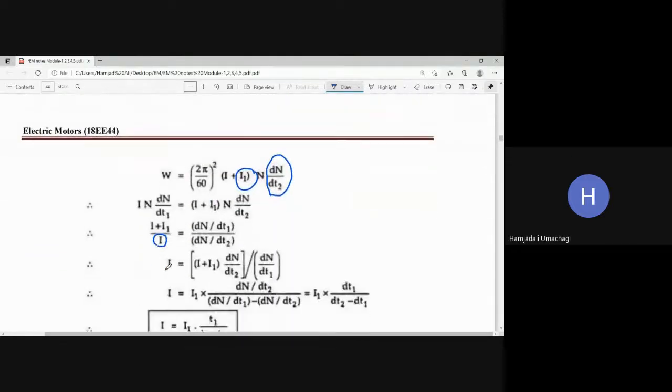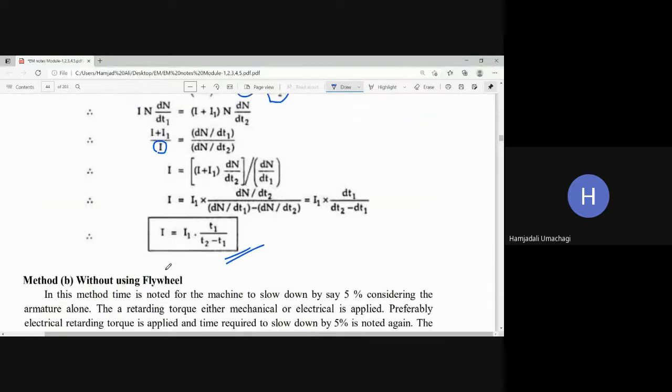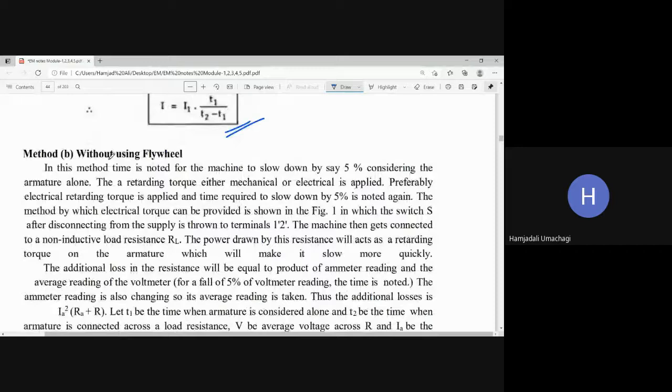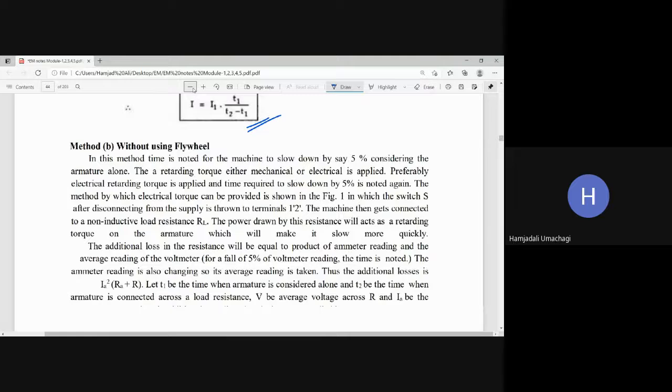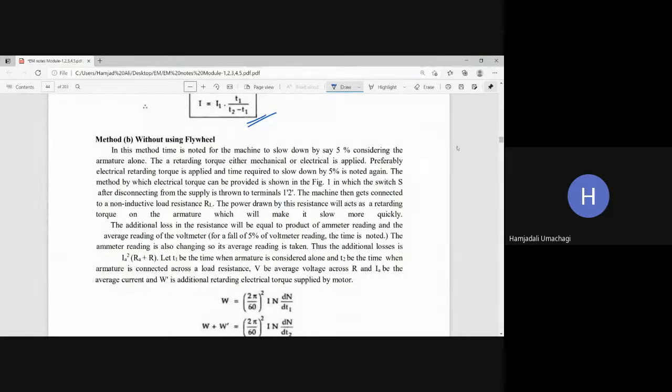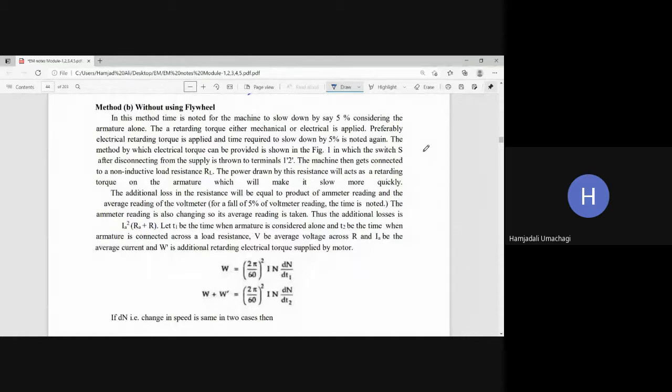Okay, clear, all of you? This is one method to calculate moment of inertia. And the second method, method two, is without using flywheel. Here in the second case, we are not using any flywheel. If the flywheel is not used, then how are you going to slow down the machine and calculate moment of inertia I? This is the same method we are going to follow in the laboratory also. In our laboratory, while conducting the retardation test to calculate the moment of inertia I, we are going to use the without-flywheel method.